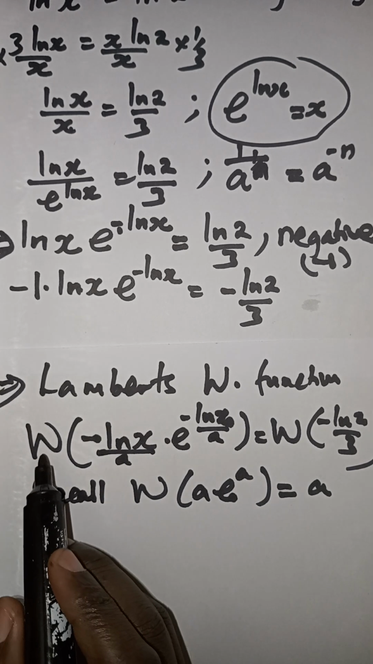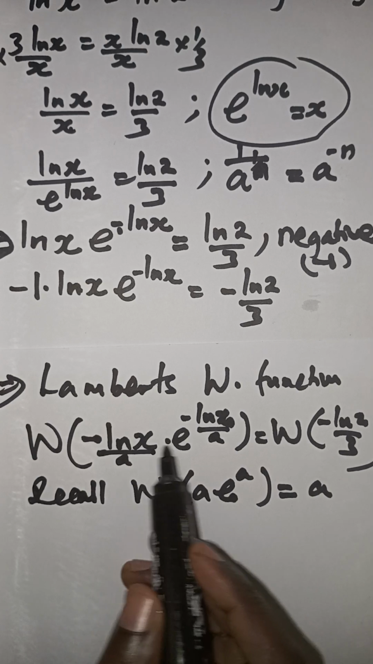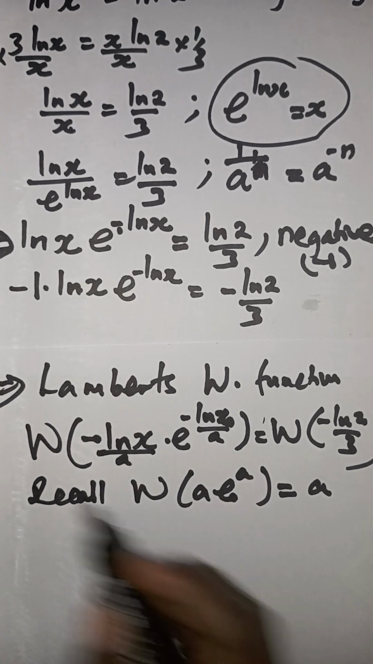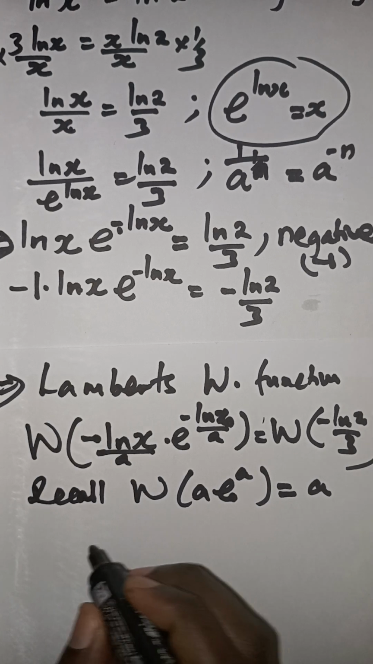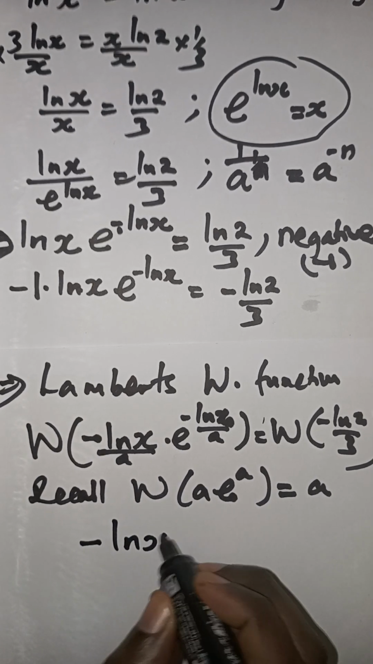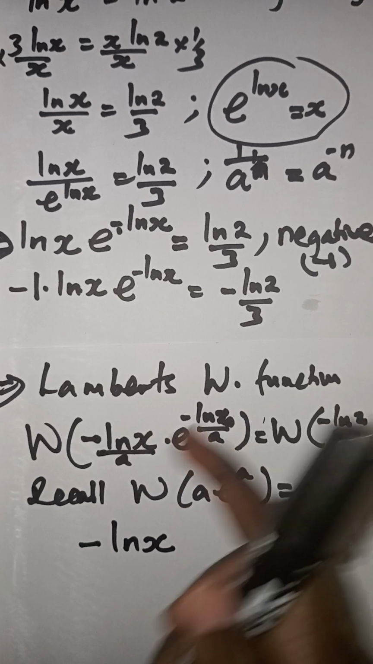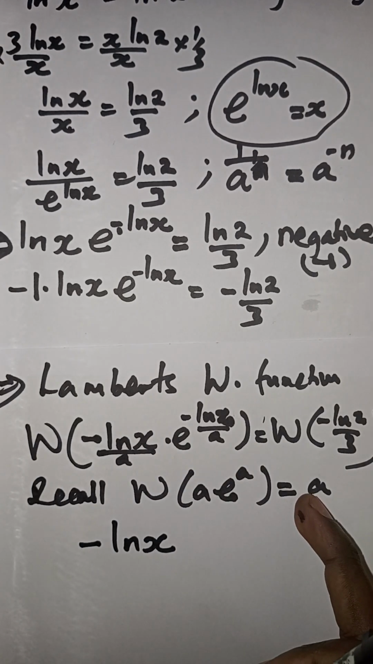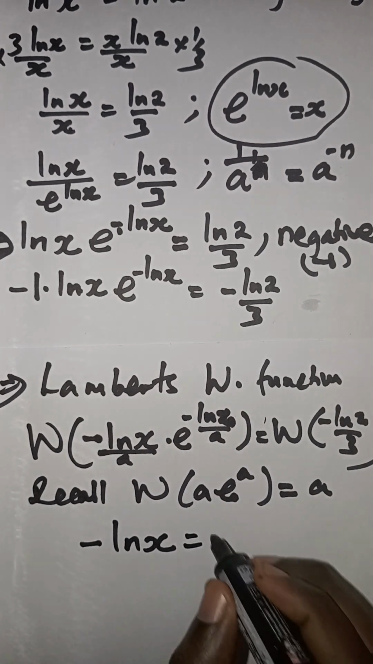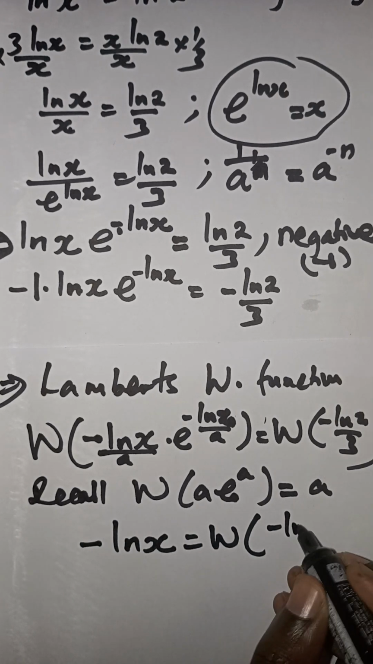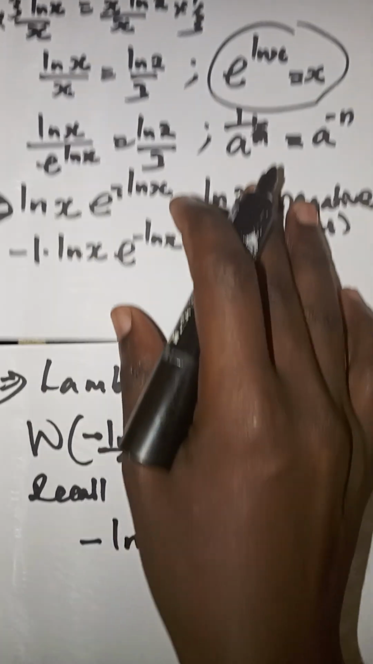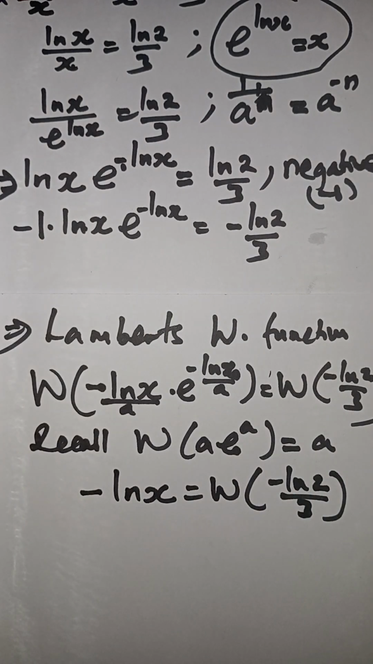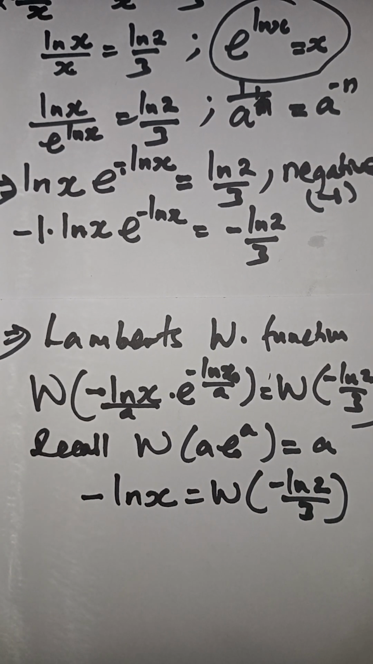So whenever I get the W of the natural log of x to this, it goes without saying that the left hand side is going to remain as the natural log of x. This is what I get, since this and this is the same as a. It should be equal to W of the natural log of 2 divided by 3.